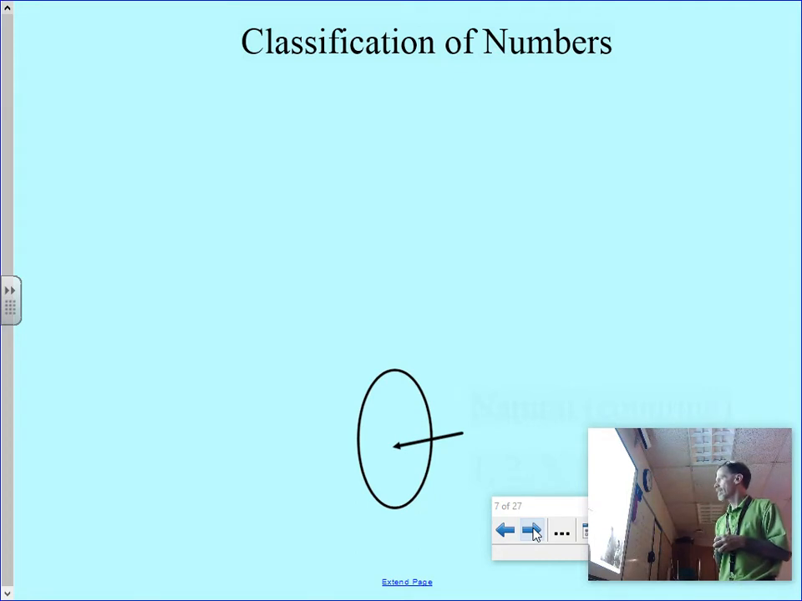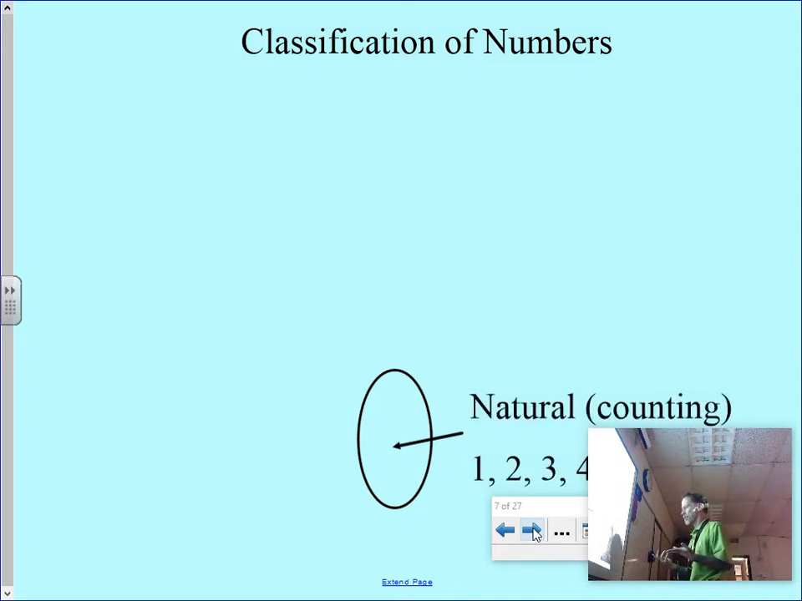So the very inside here is what we call natural numbers, and those are just our counting numbers. So that's 1, 2, 3, 4, 5, 6, stuff like that. Nothing else. It starts at 1 and then just goes on up to infinity, one by one. Not very interesting, but we've got to start somewhere. So that's where we started with 1 and then just the normal counting numbers.